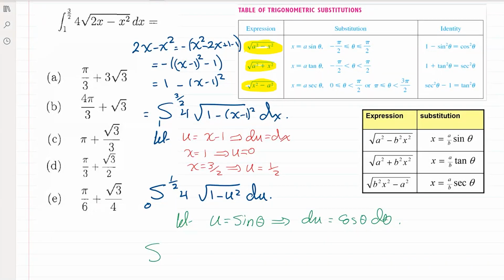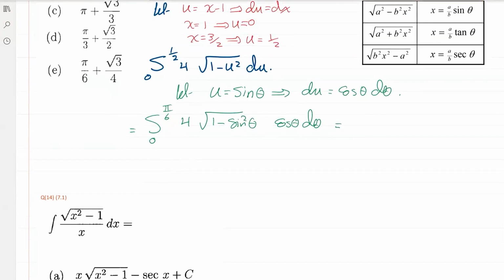Now, the limit of integral, when u equals 0, sine 0 is 0. When u equals half, what is the angle with sine half? It is pi over 6. So the integral from 0 to pi over 6 of the fourth root of 1 minus sine squared theta, and du is what? Cosine theta d theta.